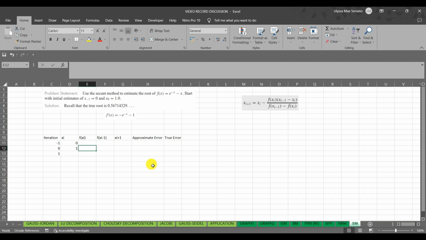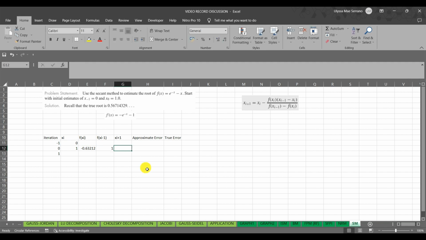So for the function of x, we will be substituting the value of x sub i, or simply the value of the function x sub 0. We will have here the given function of e raised to negative x minus x. So for the function of x sub i minus 1, it will be e raised to negative x minus the value of x, and it will have a value of 1.